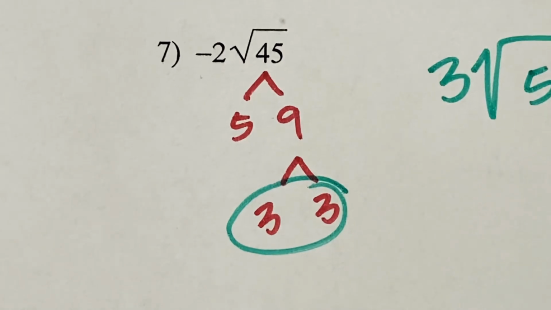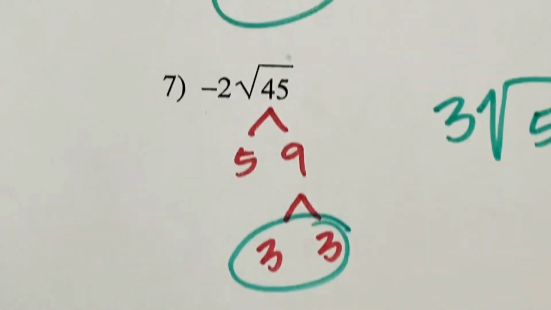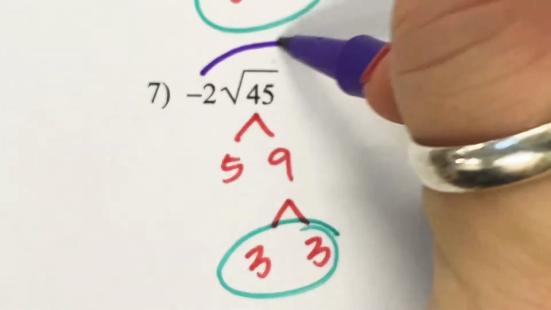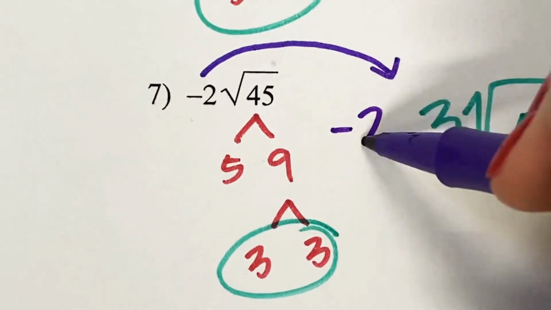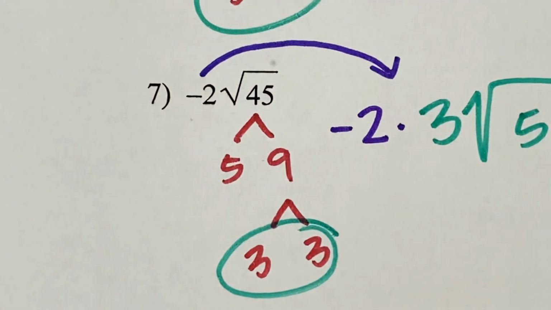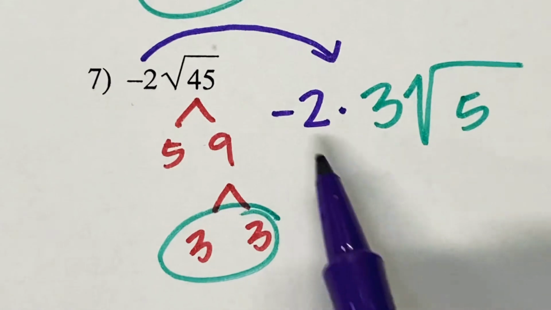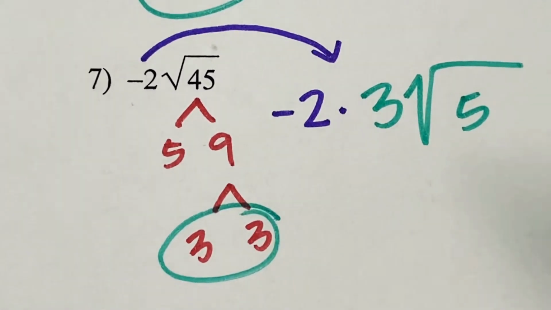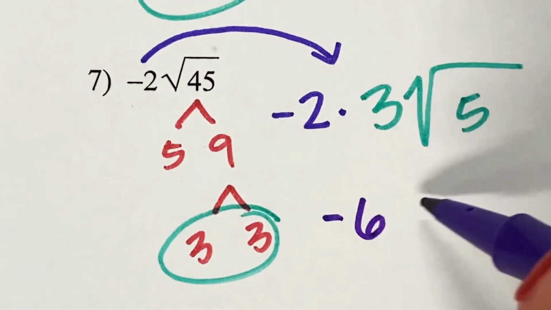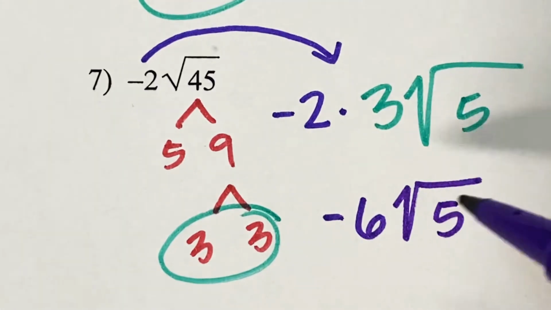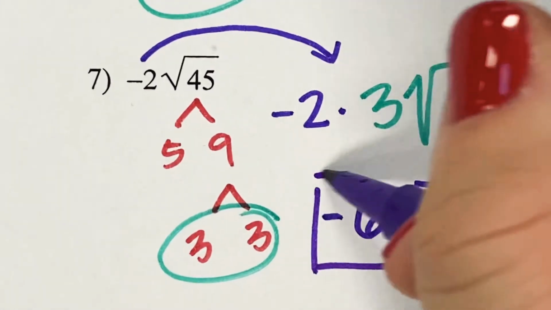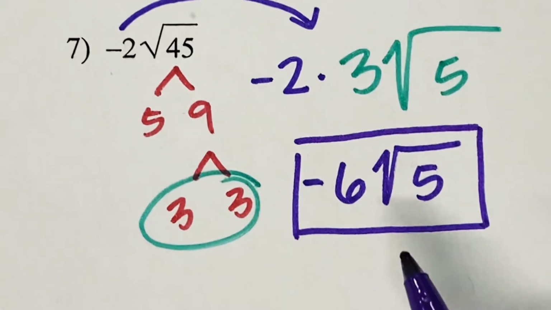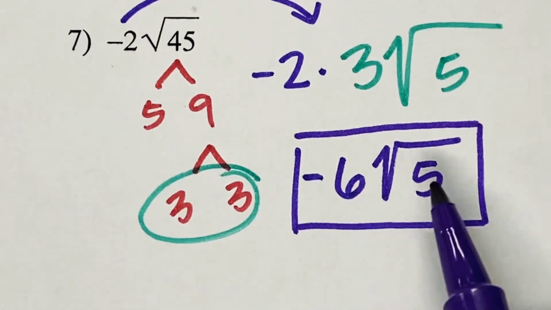And we're not quite done because of our number that was waiting out front. So this negative 2 is now going to multiply by our 3. What is negative 2 times 3? What's that going to give me on the outside? It's going to give me a negative 6. And the root 5 still stays the same. So our final simplified radical is negative 6 root 5.